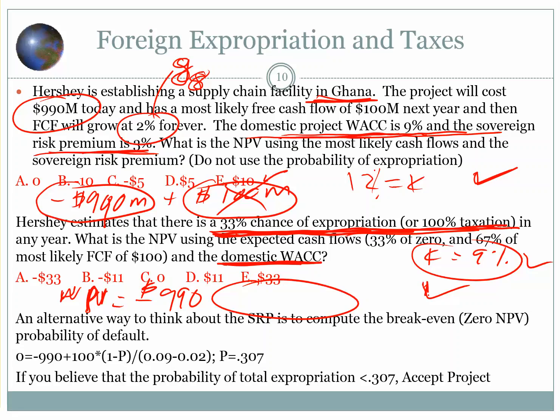But you have to be careful not to double count. I wouldn't want to use the sovereign risk premium and also factor the cash flows, because then maybe I'm double counting the risk and making the project look a lot worse than it actually is.